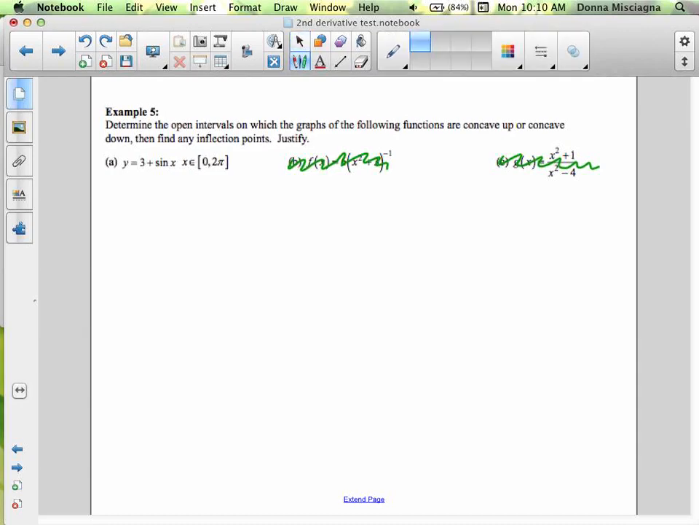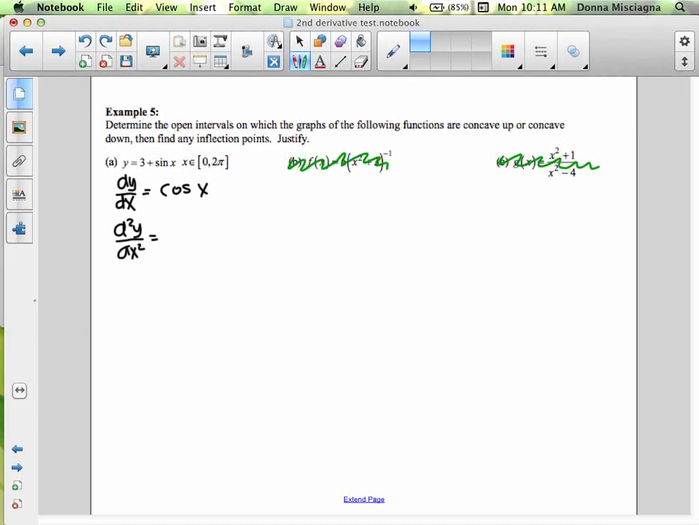All right, so we want to determine the open intervals on which the graphs of the following are concave up or concave down, and find any inflection points and justify. First, we're going to take the first derivative. I'm using y prime because this is written as y instead of f of x. Or actually, even nicer, let's use dy dx in this notation. So dy dx equals the derivative of 3, which is 0, and the derivative of sine x is cosine x. That's the first derivative.